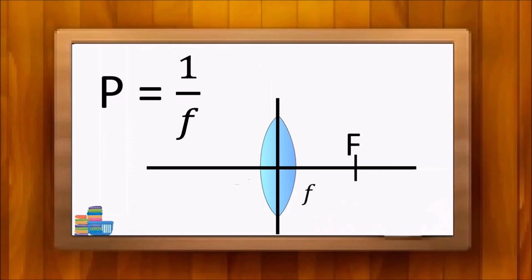Okay, that's all for today. To summarize today's lesson, the power of a lens plays an important role in choosing appropriate spectacle lenses for visual patients. And the power of a lens gives the idea about how much a lens is able to bend a light ray.